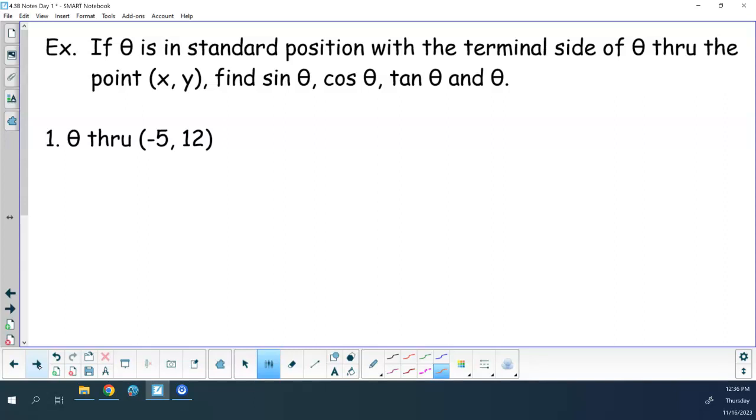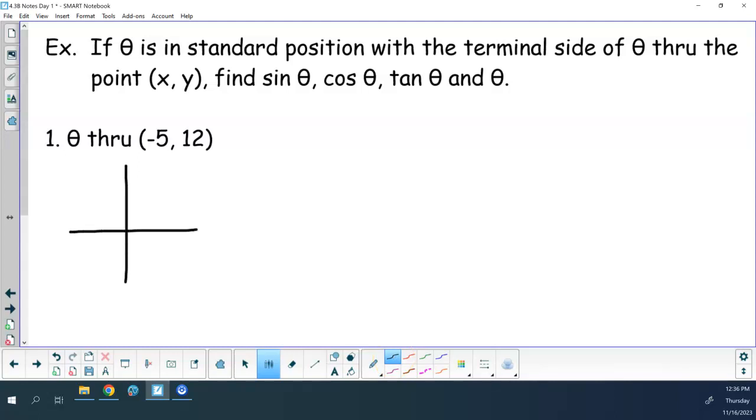Theta is in standard position. Refresh my memory from earlier in class. Standard position means going out that way. Vertex is at the origin. Okay. All right. Fantastic. So let's start with the old crosshairs.